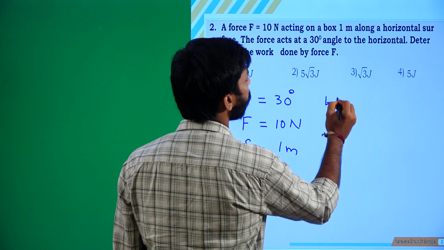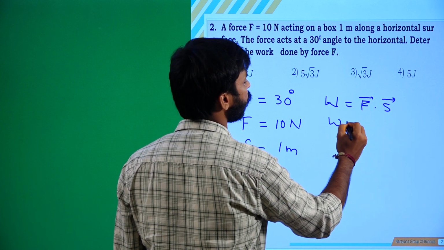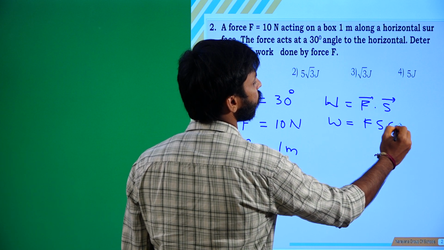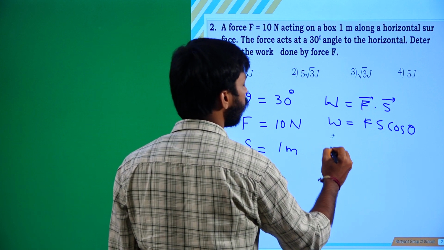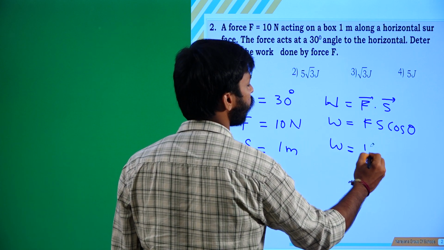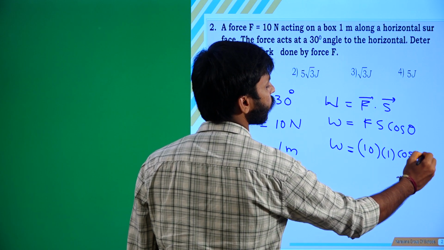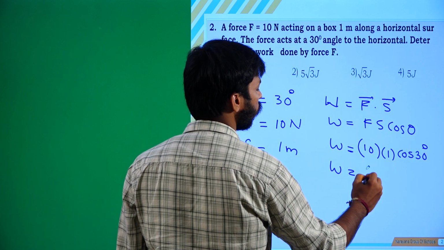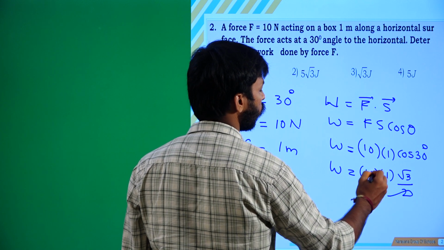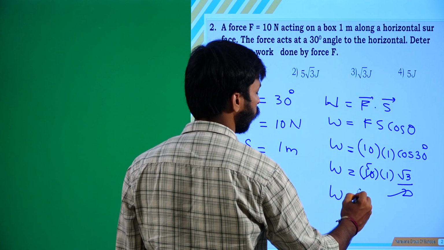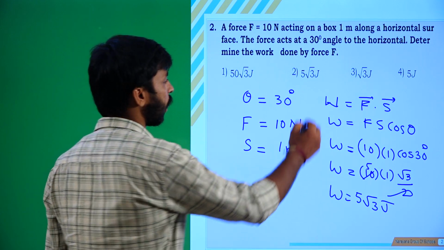Already we know that W is equal to F bar dot S bar. So W is equal to F S cos theta. What is F? F is equal to 10, displacement 1, into cos 30. So W is equal to 10 into 1 into cos 30, that is root 3 by 2, so 10 into root 3 by 2 gives 5 root 3 joules. The second option is the correct option.